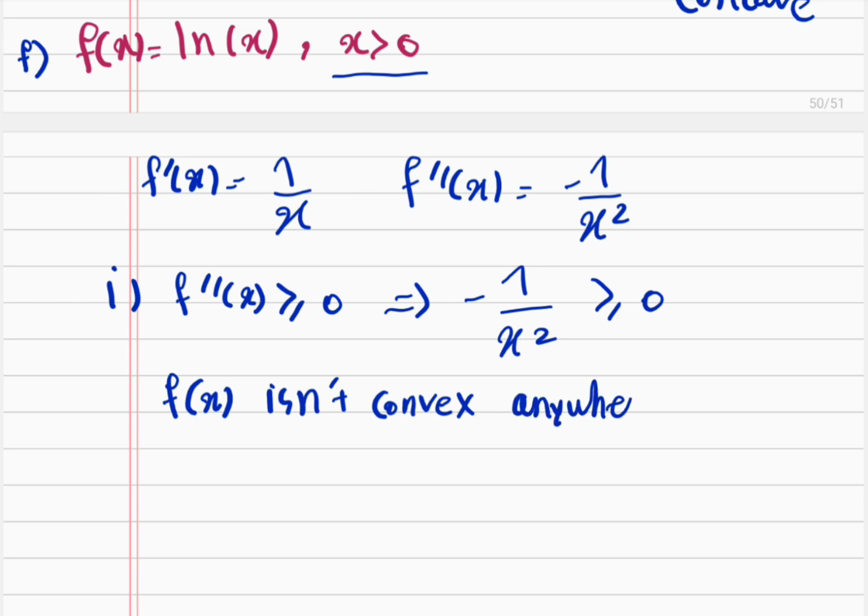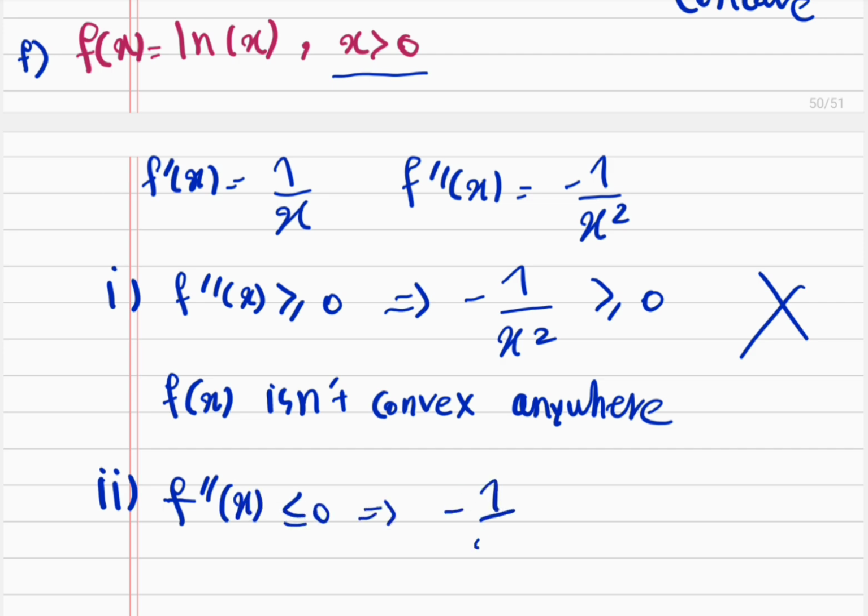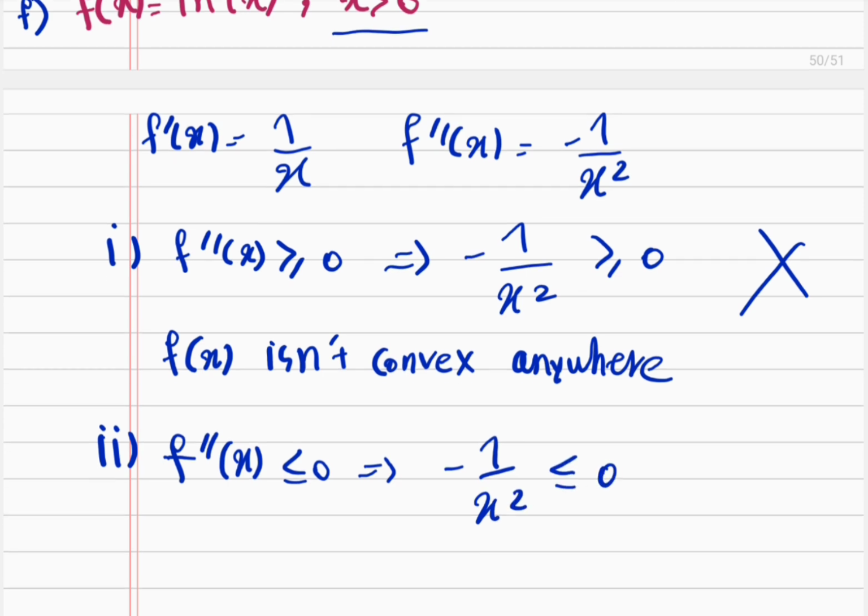So yeah, it's very important to note that. That's the first part. Now the second part is checking for when the function is concave. So we check for when f double dash x is less than or equal to 0, which means minus 1 over x squared is less than or equal to 0.